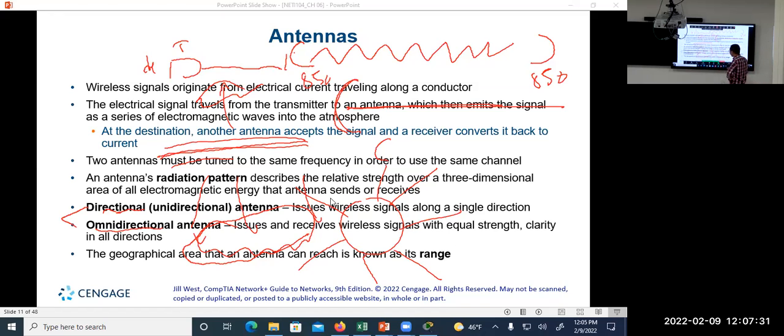Okay. And the geographical area that the antenna can reach is known as the range. Range means how far the antenna can reach you, right? So some are limited in range only.